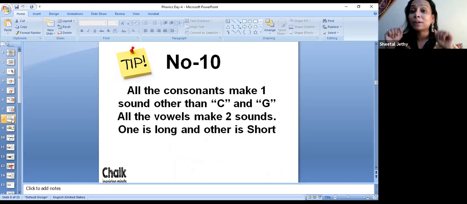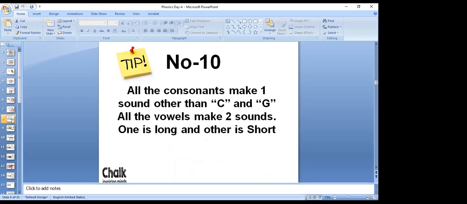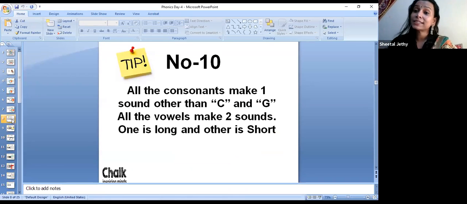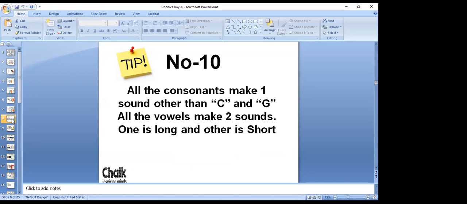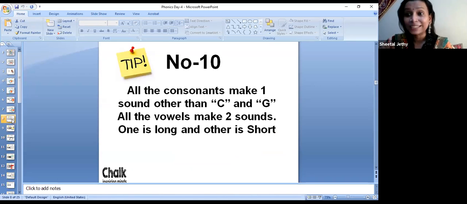Right? Tip number 10. We all know that the alphabets are divided into two major categories. One is the consonants and the second is the vowels. Always remember that all the consonants make one sound other than C and G. C and G also make two sounds, right? C makes a softer and harder sound, and G also makes a softer and harder sound. So other than C and G, all the consonants make one sound.